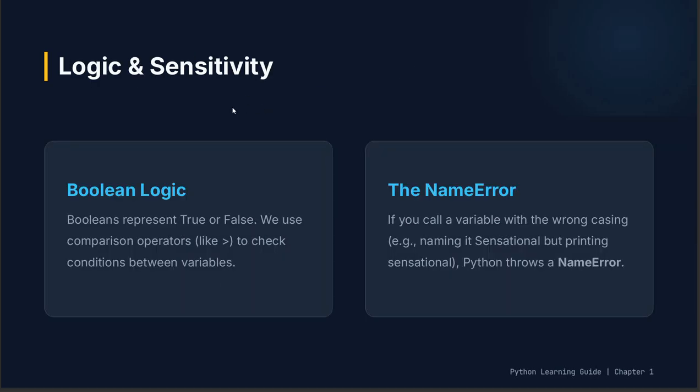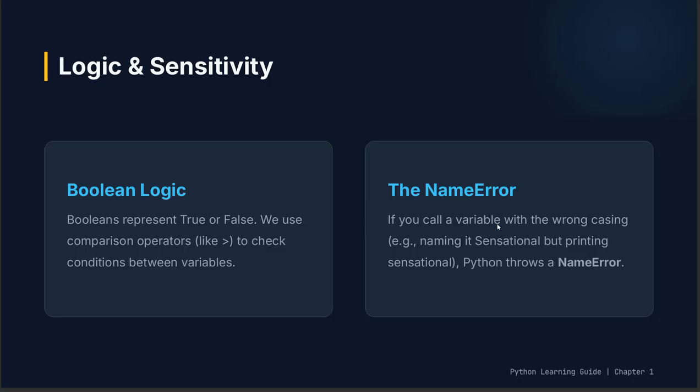So logic and sensitivity, we have the Boolean logic. The Boolean logic, like I said, represents true or false values, and for Boolean logic we usually use comparison operators, which you guys are gonna see how I'm using, like greater than and equal to, basically to check conditions between variables.